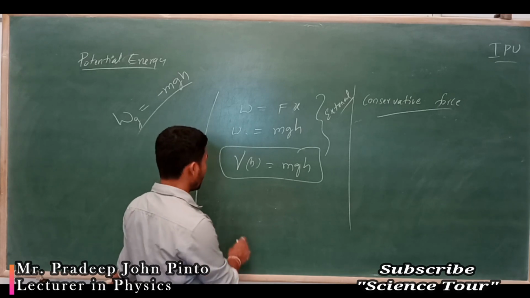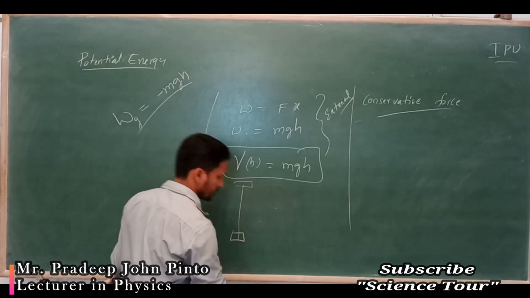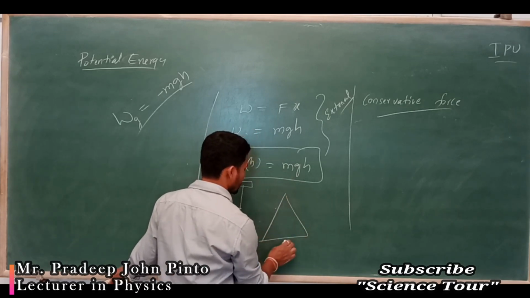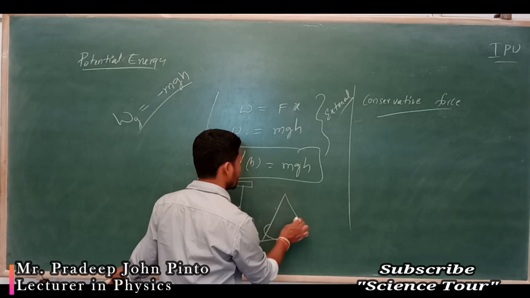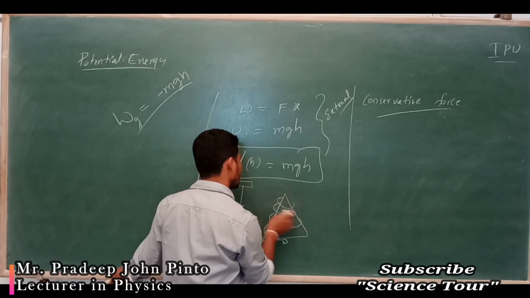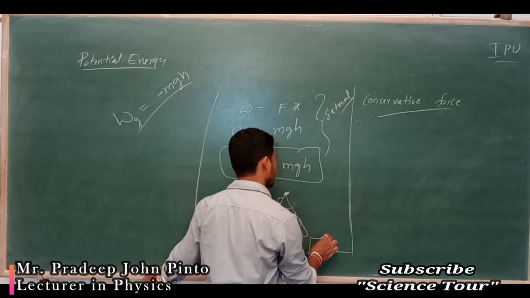Say for example, this object is here, and I can take it directly in this way. I can take it in this way also. If it is a mountain, I can travel like this. So I can take it in this way also.